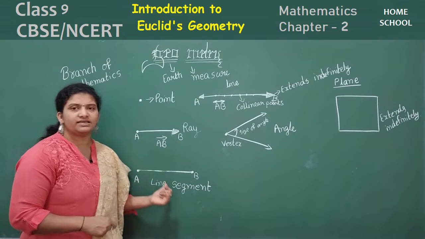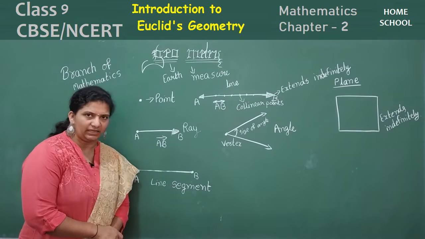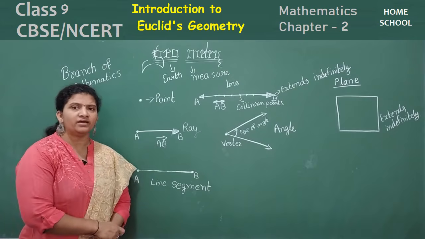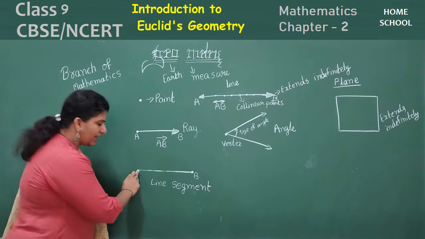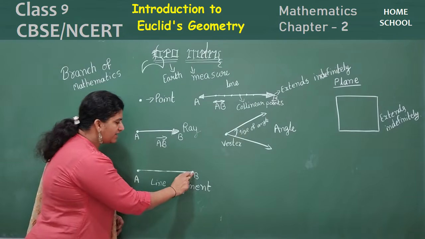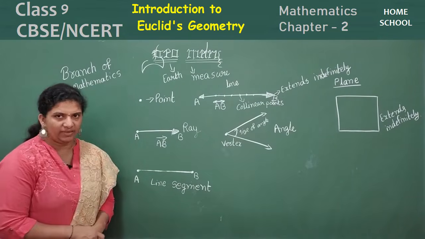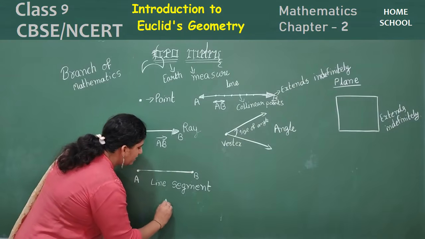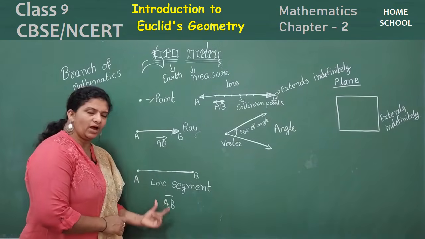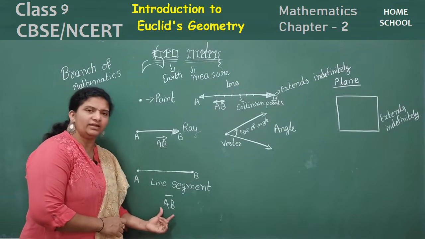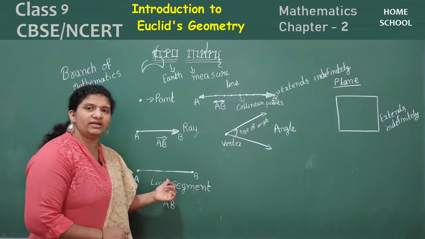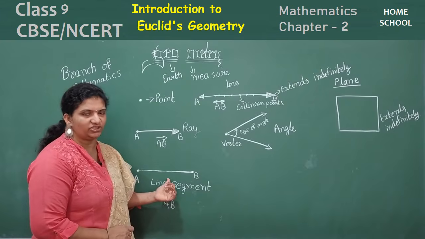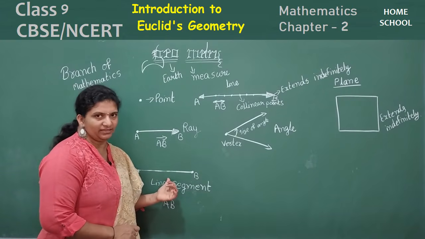So let's see the line segment. What is a line segment here? It has two endpoints. See here, there is an endpoint A and there is another endpoint B. How do you write this, children? AB. How do you represent your line segment? AB is a line segment. A line segment is also one dimensional, having only length.